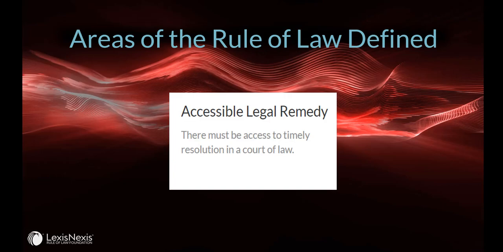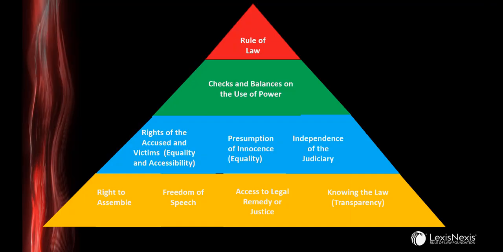to state institutions. There is another way to think about the rule of law. At the top, we have the rule of law, which is balanced on all of the blocks below. Then in yellow, we have the right to assemble, freedom of speech, access to legal remedy or justice, and knowing the law or transparency. Then in blue, we see the equality bucket, which includes the rights of accused and victims and presumption of innocence, and then again, the need for independent judiciary. And then in green, below the rule of law, is the ever-important checks and balances on the use of power. So all of these blocks need to be in place and properly balanced for the rule of law to be strong in a given country.